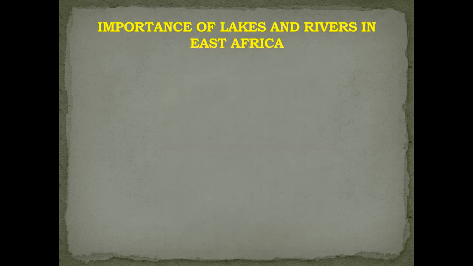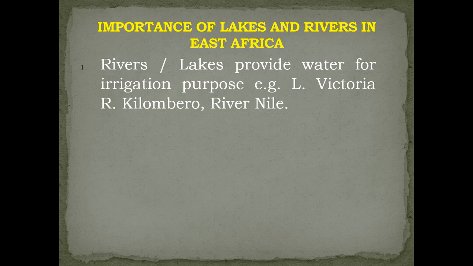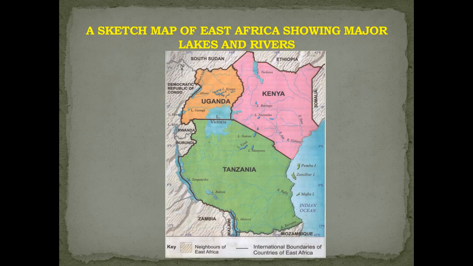So I implore you to begin from the start to practice the shape, drawing the shape of East Africa, and then putting the different features which they have asked you to put on the map. So that is a sketch map showing the distribution of the lakes and rivers.